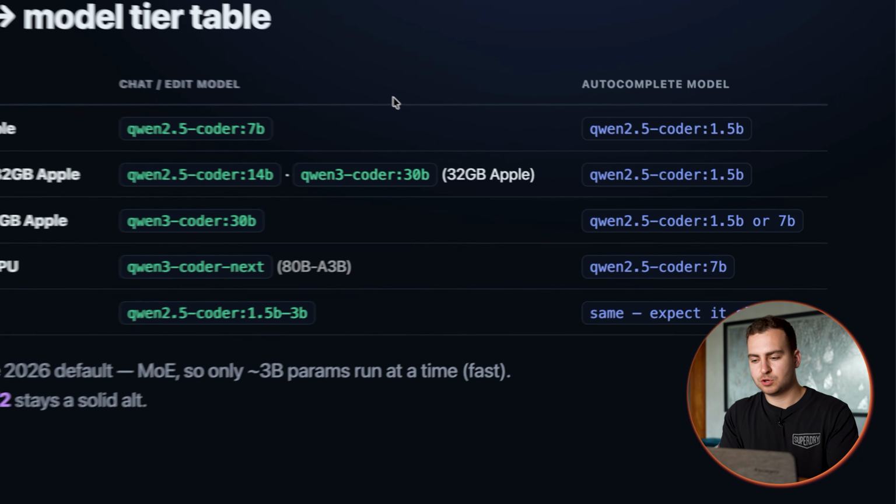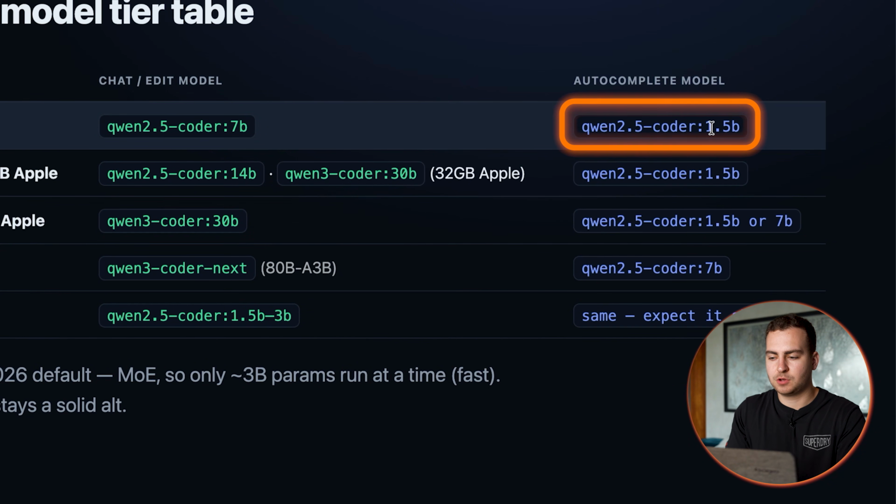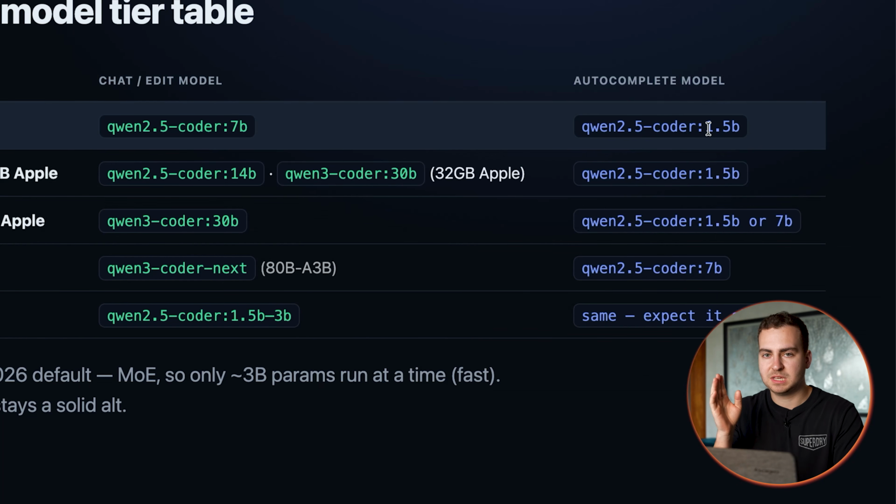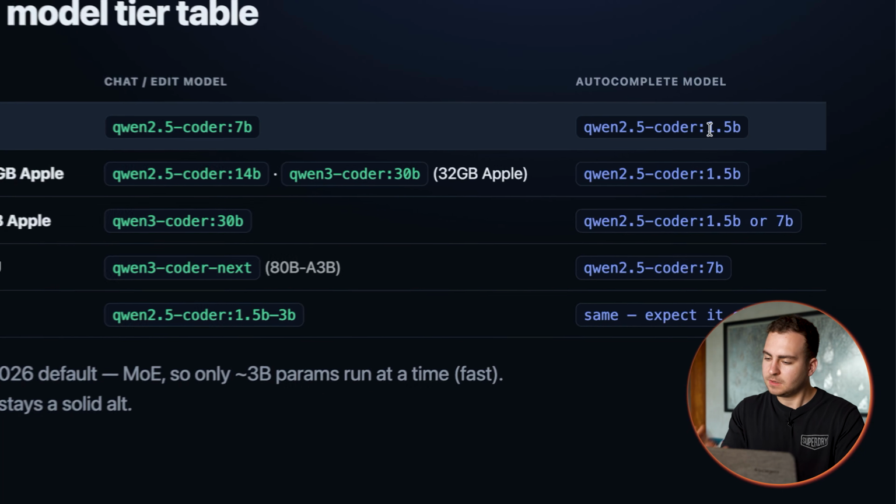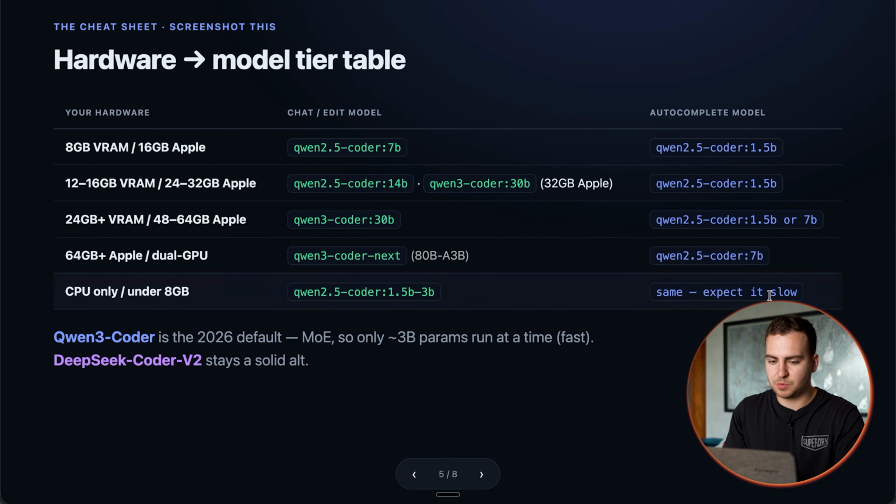For most of us, we're just going to be using this Qwen 2.5 Coder with 1.5 billion parameters for our autocomplete model. Pretty much any computer that you have is going to be capable of running this model, even if you don't have a graphics card. But if you don't have a graphics card, it's going to be fairly slow. So anyways, for autocomplete, that's pretty much just what we're going to use.